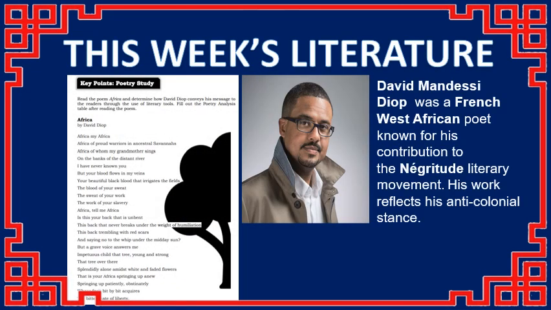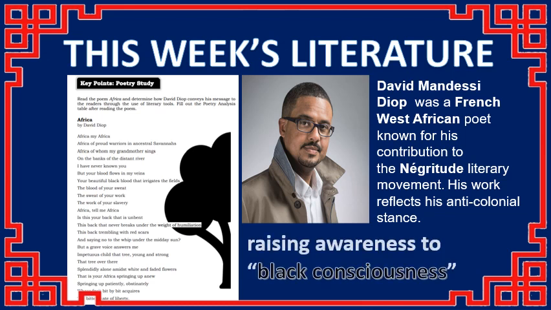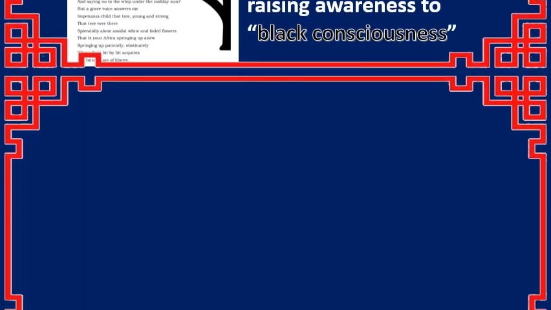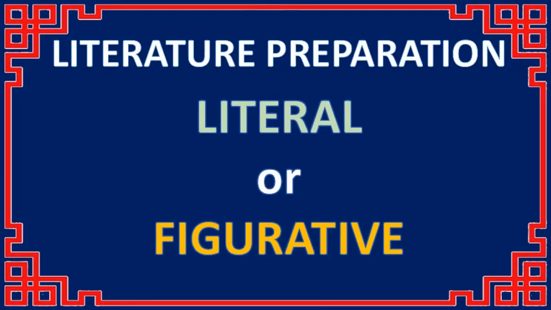This week's literature will be from David Diop, a French African poet who was known for his negritude literary works that raise awareness of what Black culture is all about and educate his readers of the value of races around the world. We will discuss that literature for some other time, but for now, let's prepare ourselves first on how we can fully understand poetic literature. Today's skill to be learned: we will identify statements' literal and figurative meaning.